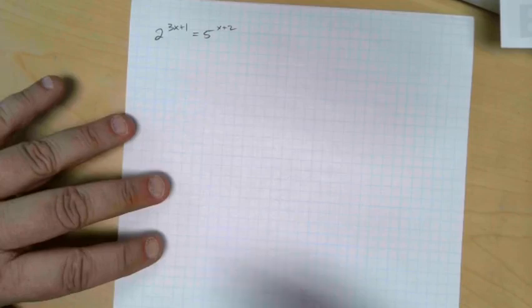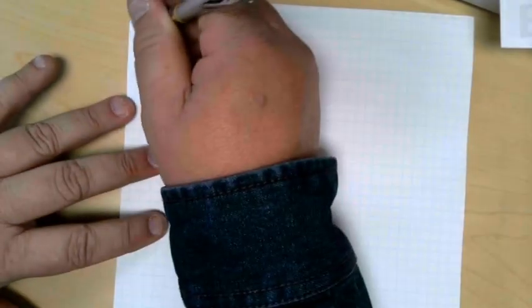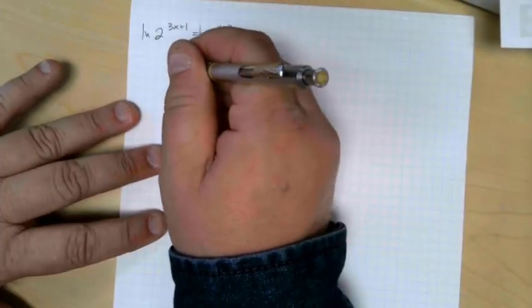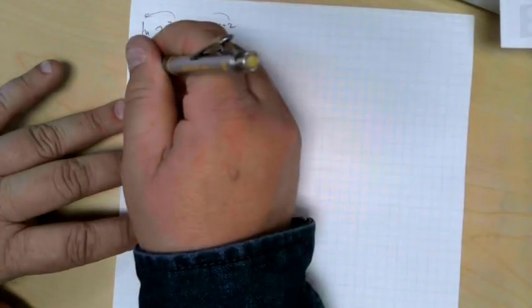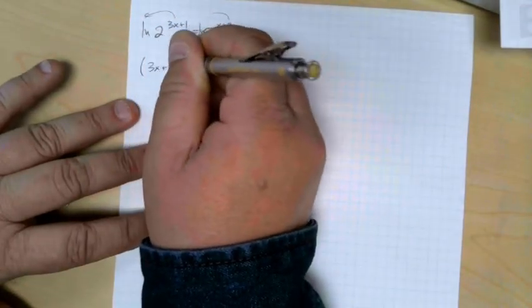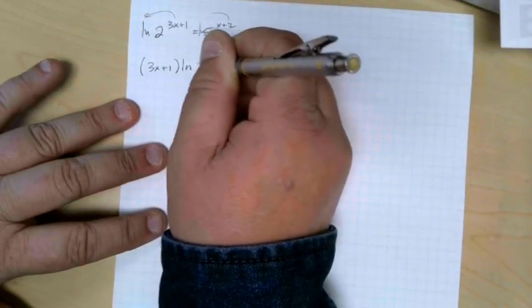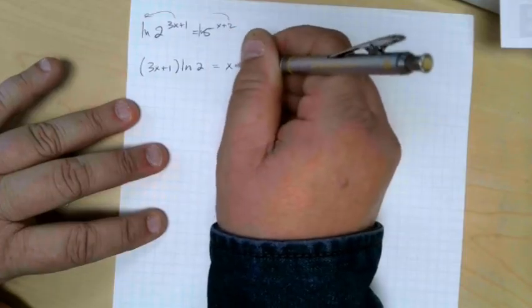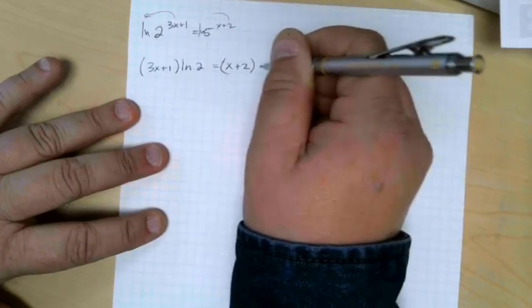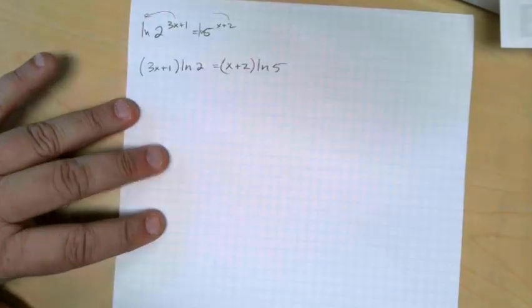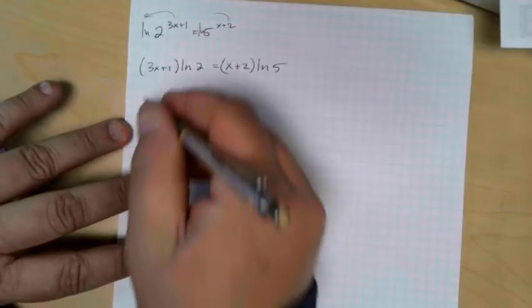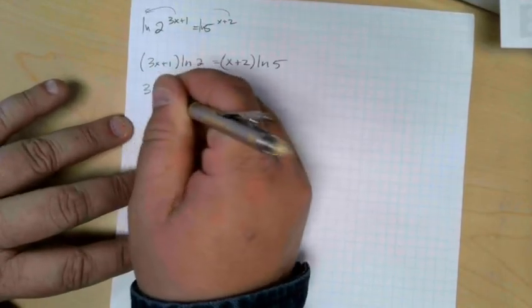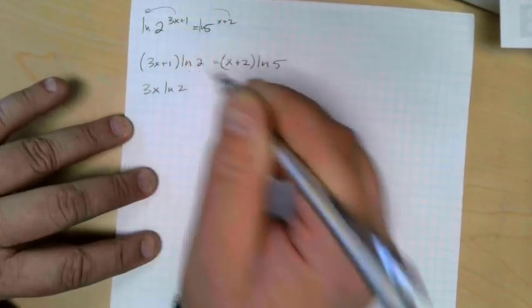The way I was envisioning it is take the natural log of each side. And now what I can do is pull the exponents out on each side. So then I have 3x plus 1 times the natural log of 2 is equal to x plus 2 times the natural log of 5. Okay? Then I can distribute this through here. 3x times the natural log of 2.